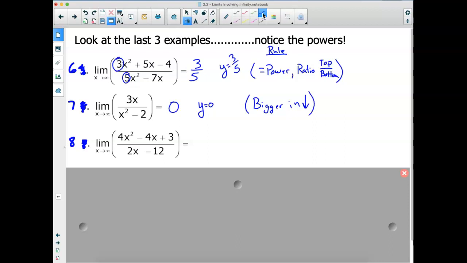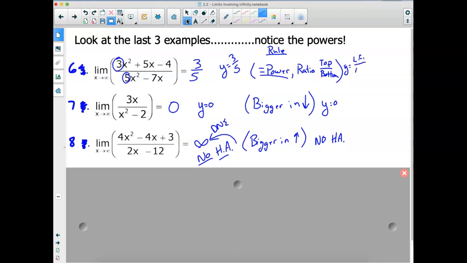When we looked at number 8, it didn't have a horizontal asymptote. The limit was infinity, which meant no horizontal asymptote. Because there's no horizontal asymptote, there's no limit, does not exist. And how did we know that? Looking at our powers. Bigger in the top was no horizontal asymptote. Bigger in the bottom was always y equals 0. Equal powers was y equals lead coefficient over lead coefficient.